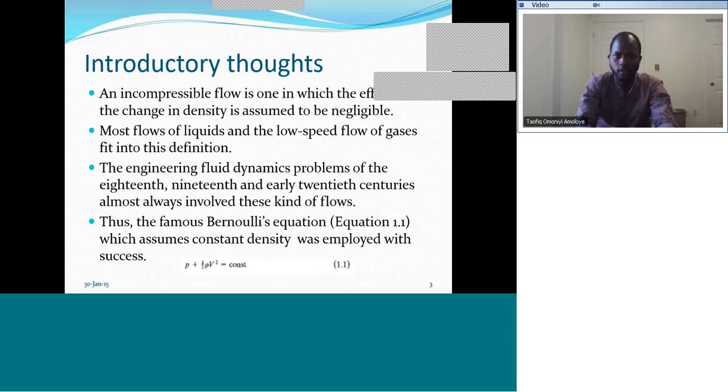Some kind of revision of the definition needs to be done, because in real life all flows are, to a lesser or greater extent, compressible. It just depends on how much you want compressibility to affect the results of any calculations you are making. So an incompressible flow is more appropriately defined as one in which the effects of the change in density are assumed to be negligible, because in actual fact we can't have a 100% incompressible flow.